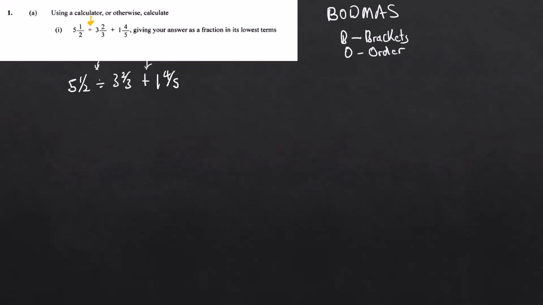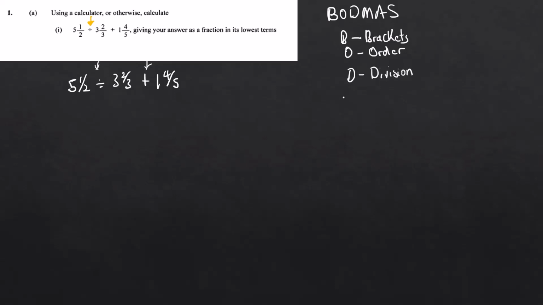You know. I thought it was "of". Wait, I thought it was brackets, of, division, multiplication, addition, subtraction. Oh wow. I think I thought that too when I was in school before. But it's order. Do you know what order is? Can anybody tell me what order is?